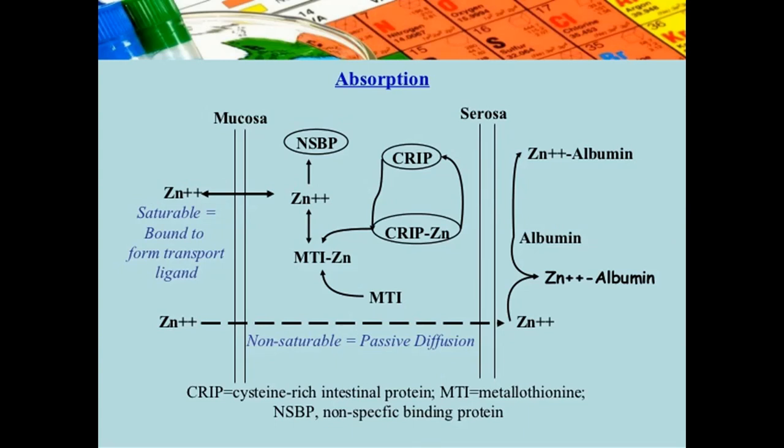When the body does not need zinc, zinc is further kept stored in mucosal cells. Zinc may be absorbed by passive diffusion. In a non-saturated state, zinc diffuses from mucosal cells to the serosal pole, where it saturates with albumin.